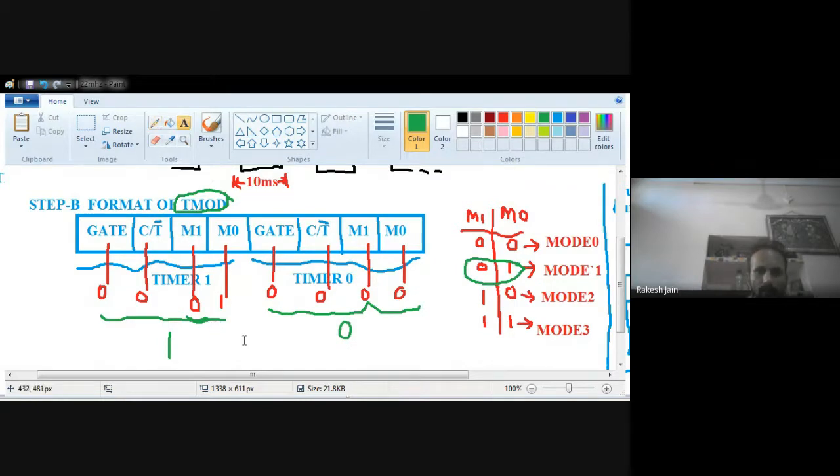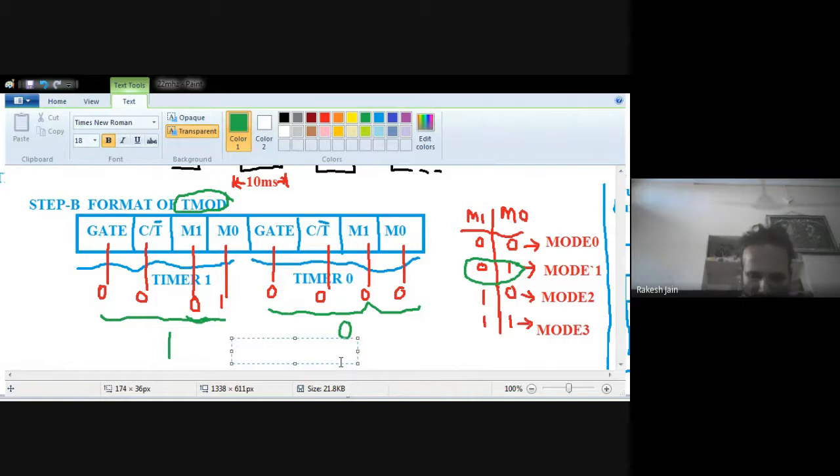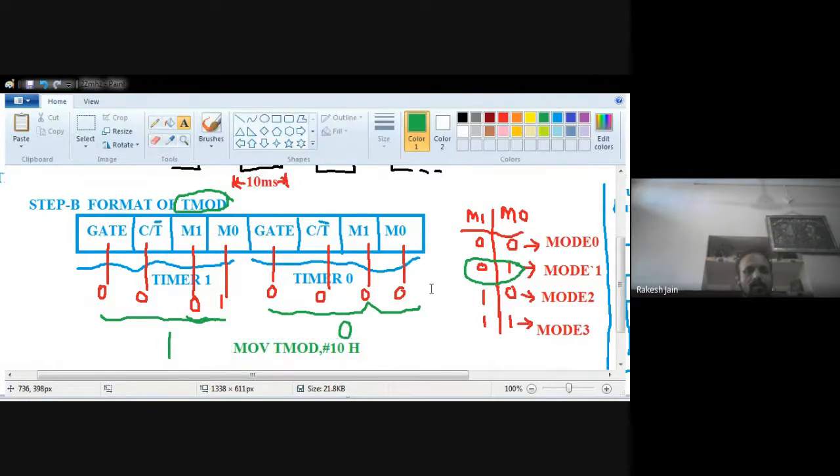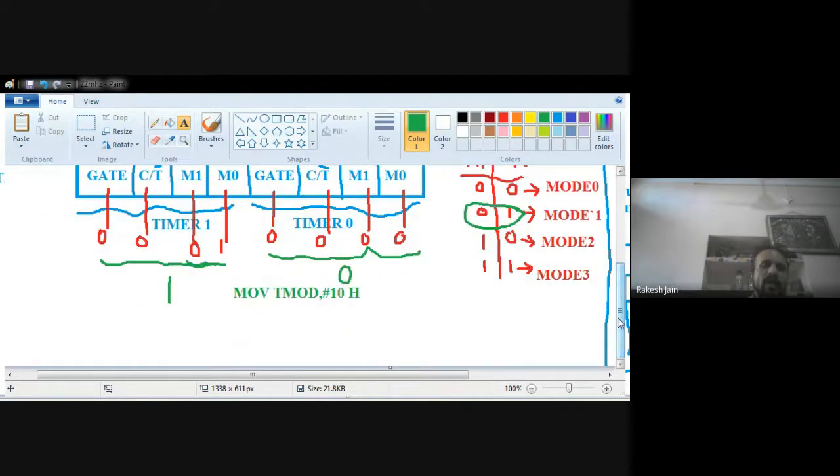So in our program, from this step B, we see what value we should upload in the timer register. In the program, we will write MOV TMOD, #10H, the particular value which we calculated in the format of TMOD in step B. That is 10 hexadecimal, that's why 10H. This will be the first line of any program related to delay, the value of TMOD. MOV TMOD, #10H shows that you selected timer 1 for operation, and timer 1 in mode 1.